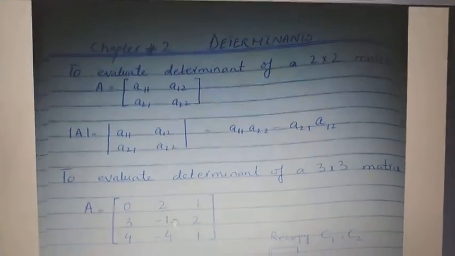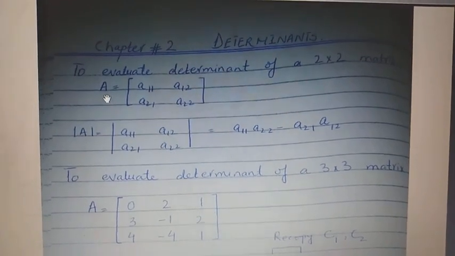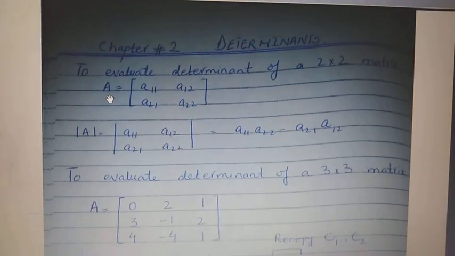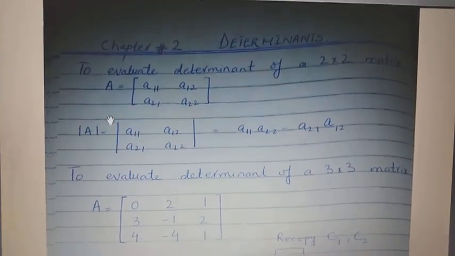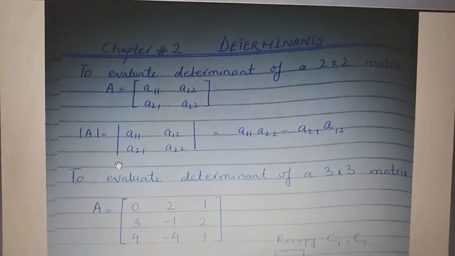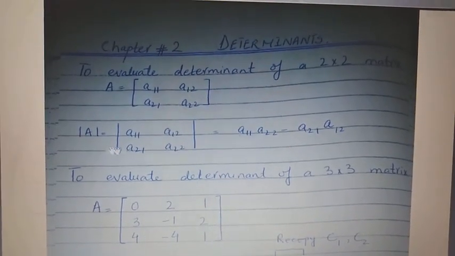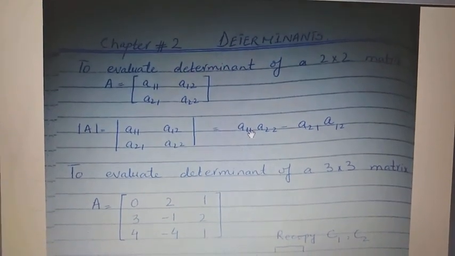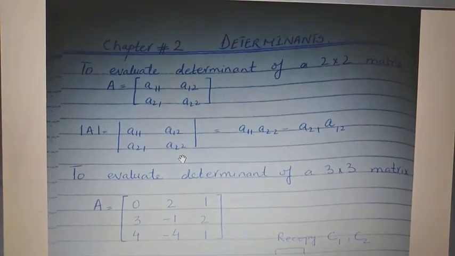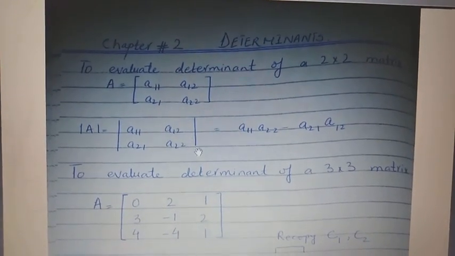Your lecture is about determinants. You have a matrix A which is of order 2 by 2. So first we have to find the determinant of a matrix of order 2 by 2. First you will write the matrix entries in determinant form, and the determinant of a matrix of order 2 by 2 is the subtraction of the product of the diagonals. That is, the first diagonal is A11 times A22 and the second diagonal is A21 times A12.